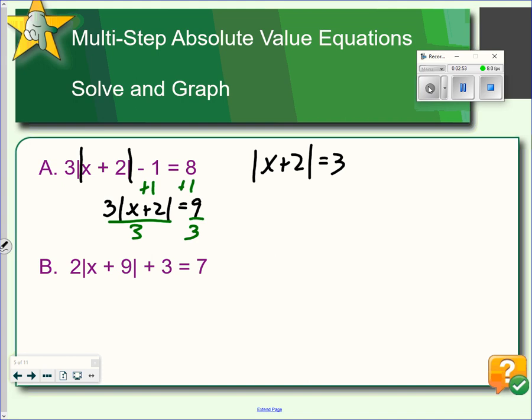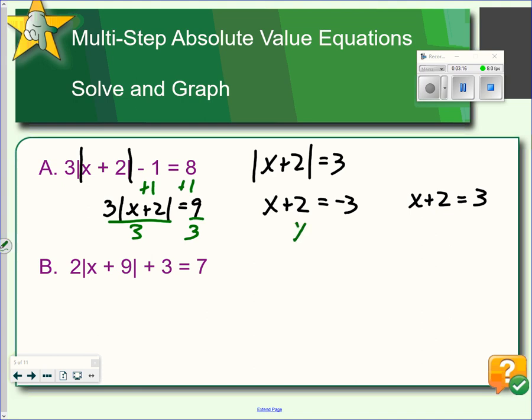So when we add 1, we get 9. Divide by 3, you get 3. And now we have isolated x plus 2 absolute value equals 3. So then we can divide this into our two equations. X plus 2 equals negative 3. X plus 2 equals positive 3. And then solve each of these equations.